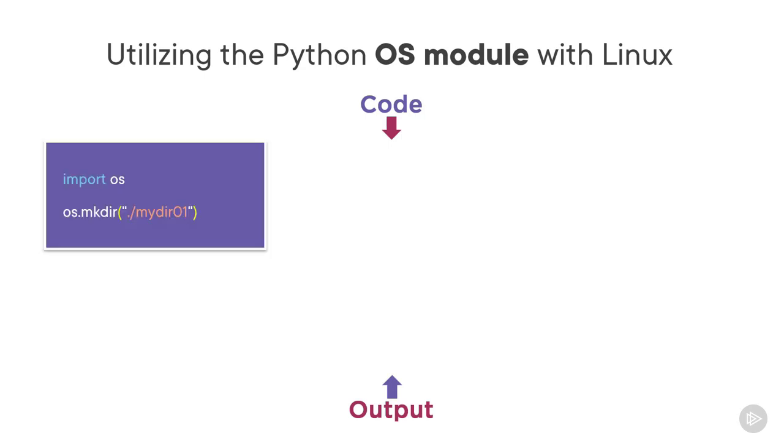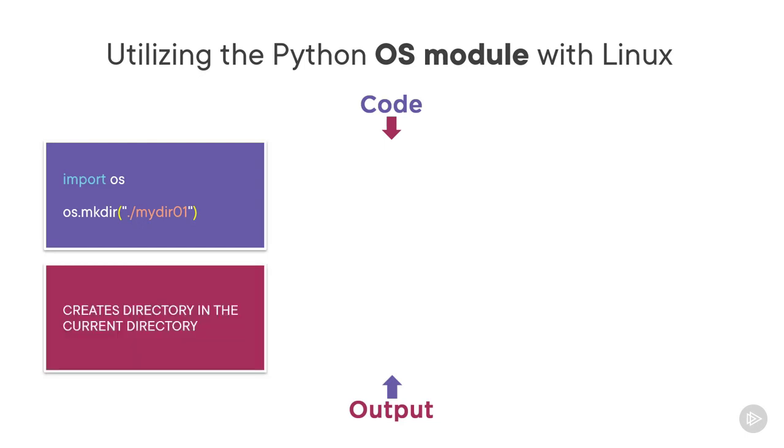So the first example here is using the OS module to actually create a directory. So we have os.mkdir and then the name of our directory. Now, what this is going to do is it's just going to create that directory in whatever path that you're in. And then you can start to create files in there and start to work with the directory.